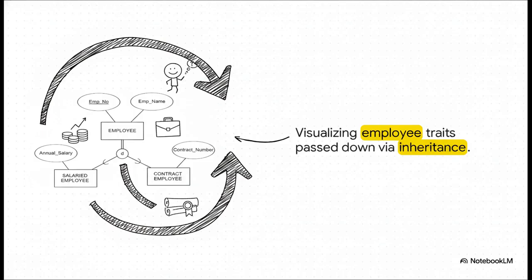But when you look down at the salaried employees subclass, you'll spot annual salary. Only salaried employees get that specific attribute, while contract employees would get something like a contract number instead. So E101 grabs the generic info from the top, but keeps their specific salary data tucked away in their own specialized subclass box. It's just a brilliant way to organize things.